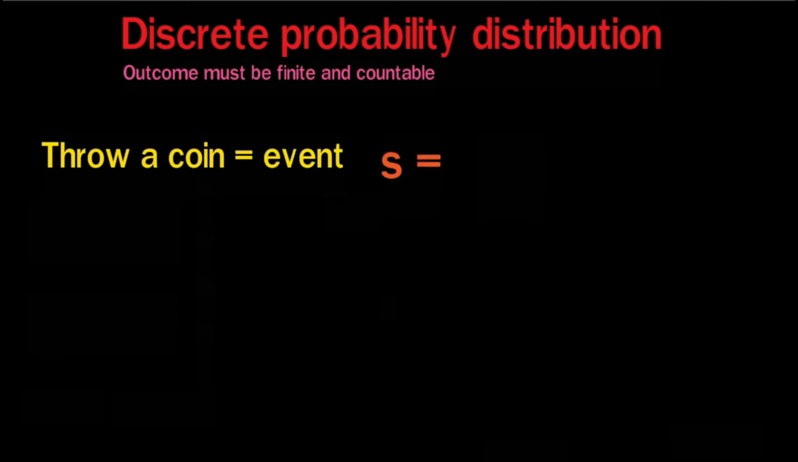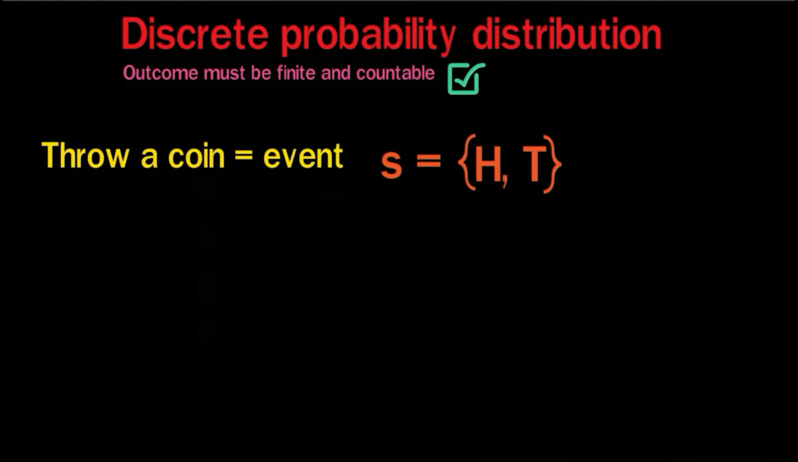So let's take an example. Let's say we have the event that we throw a coin. The first thing we ask ourselves is, is this event outcome countable? That means our outcome, the sample space, can be either a head or a tail. So this is actually a countable outcome. There are two possible outcomes, which is countable. So this is actually a discrete probability distribution.